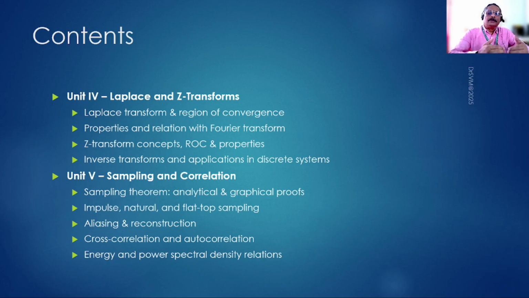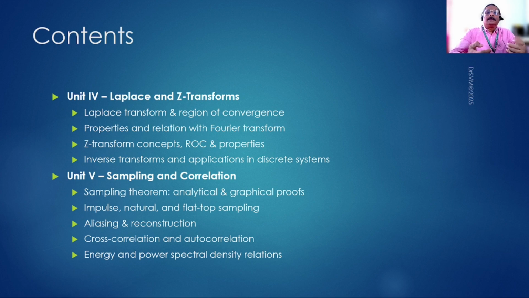For doing this, we have some requirements, and these requirements are clearly stated through what we call the sampling theorem. One of the important things in digital communication is the sampling theorem. We try to understand what the sampling theorem is, and work with analytical and graphical proofs for that. Then we look at impulse and natural flat top sampling, the different types of sampling we have. Then there are some issues like aliasing and why we require reconstruction.